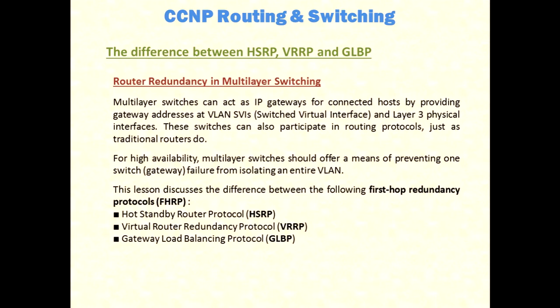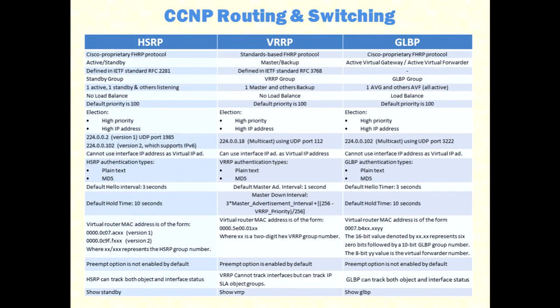This lesson discusses the difference between the following first hop redundancy protocols: hot standby router protocol HSRP, and VRRP, which is the abbreviation of virtual router redundancy protocol, and gateway load balancing protocol GLBP. This table will describe the difference between HSRP, VRRP, and GLBP. HSRP, which is a Cisco proprietary protocol, VRRP, which is a standard based, and GLBP, which is a Cisco proprietary.